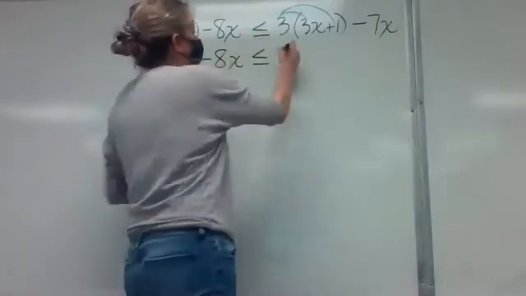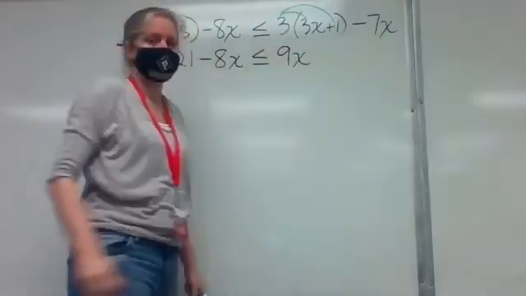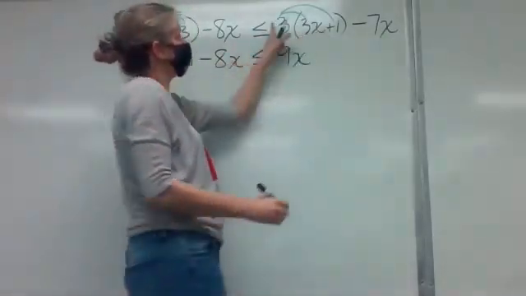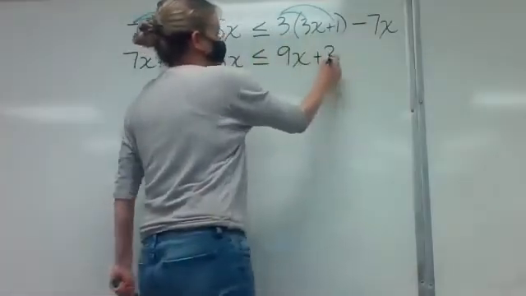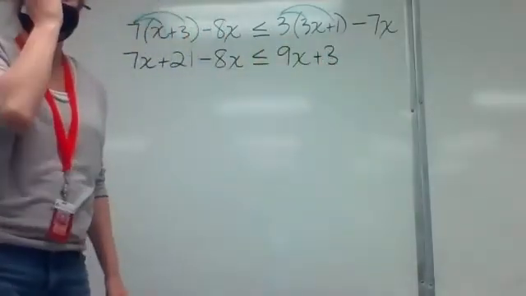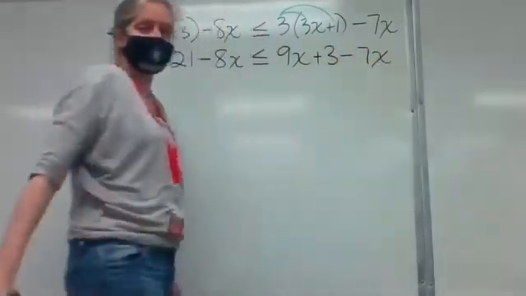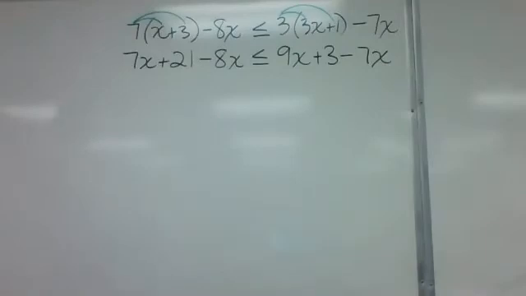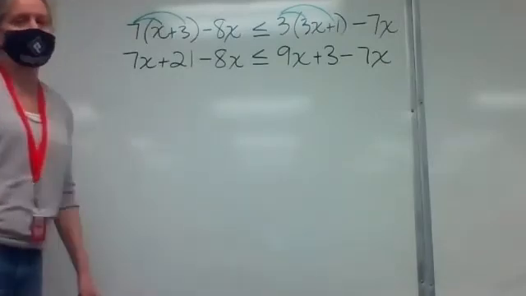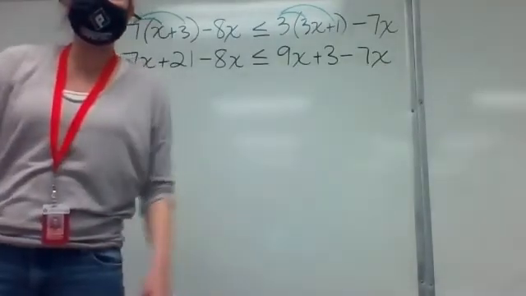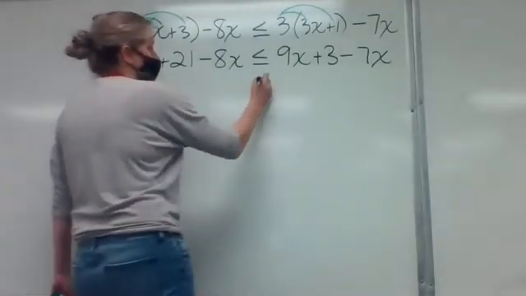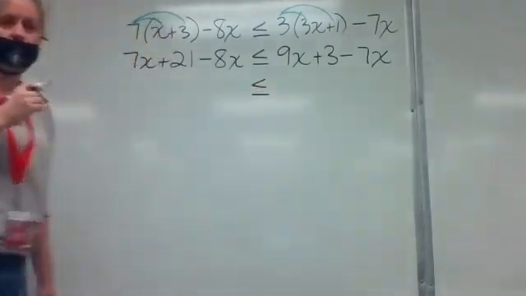Distribute the 3. 3 times 3x gives me 9x. Plus 3 times 1 is 3. Drop down to minus 7x. Again, I still get a lot going on in front and behind my symbol, so I'm going to drop it down so I don't mess it up.